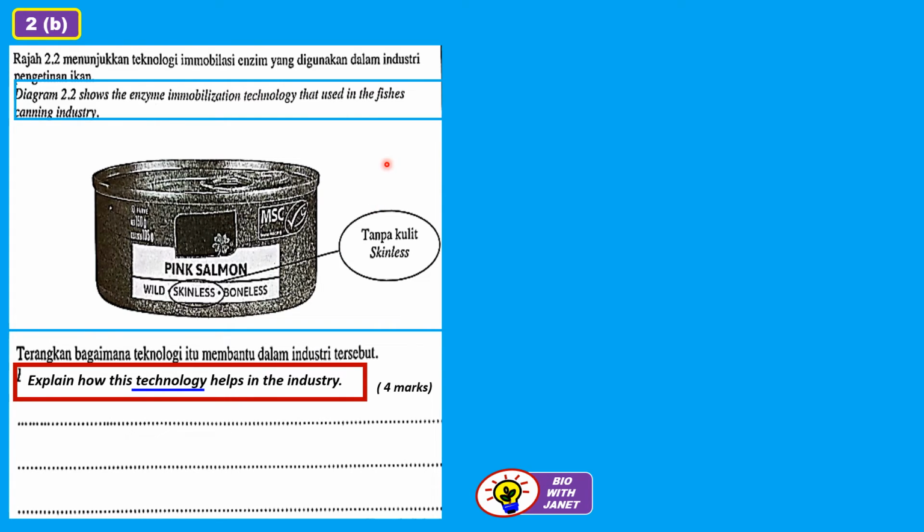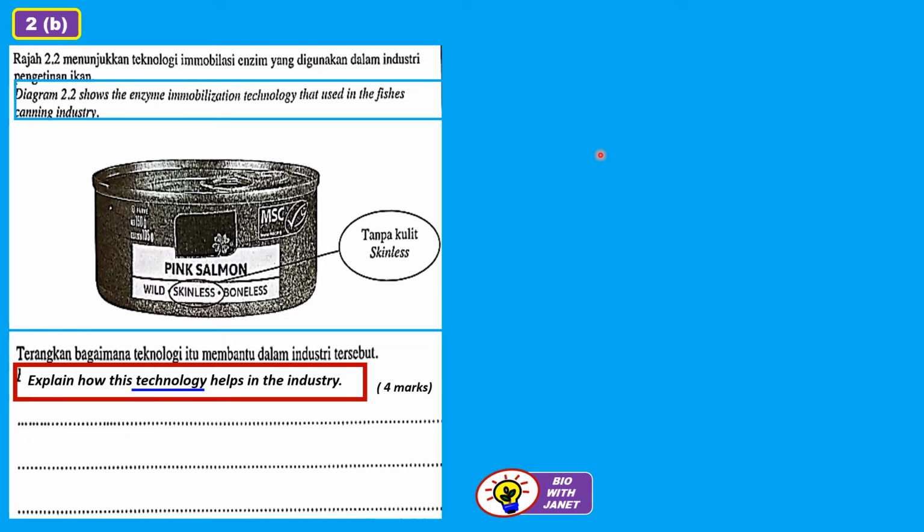Now here's a more challenging question. It's a hot question. Diagram 2.2 shows the enzyme immobilization technology that's used in the fish canning industry. So you see a can of pink salmon, and it says here skinless, tanpa kulit. Now explain how this technology helps in the industry. 4 marks. So think about this question first and pause the video.